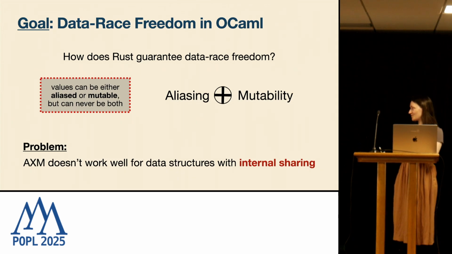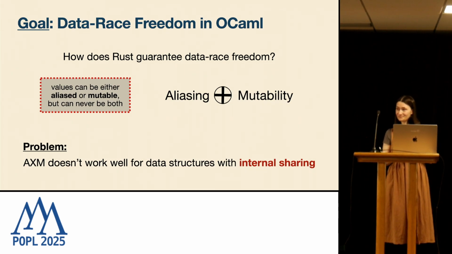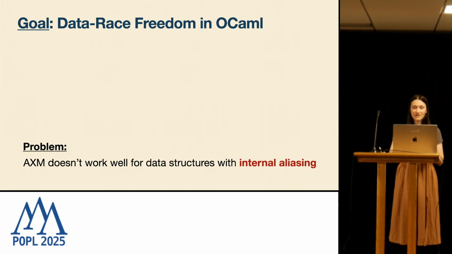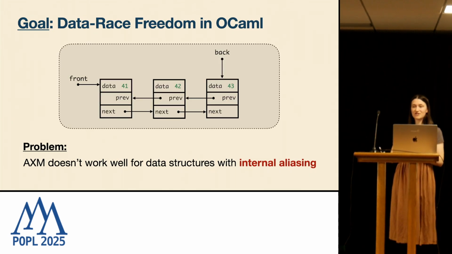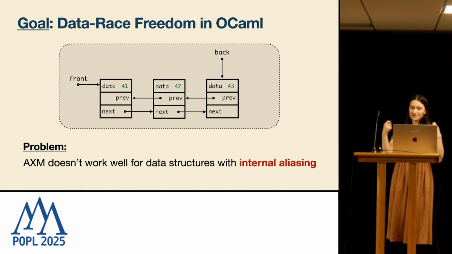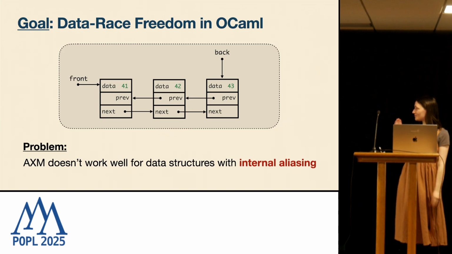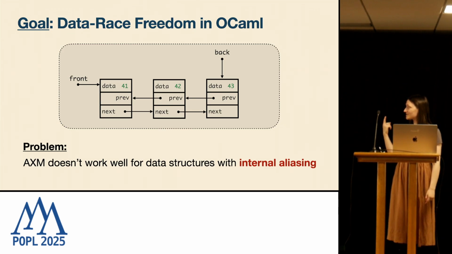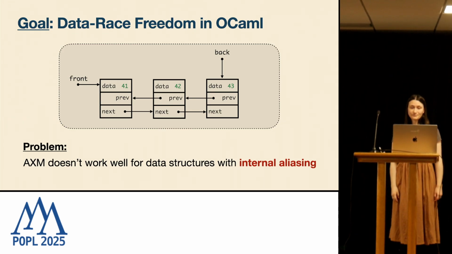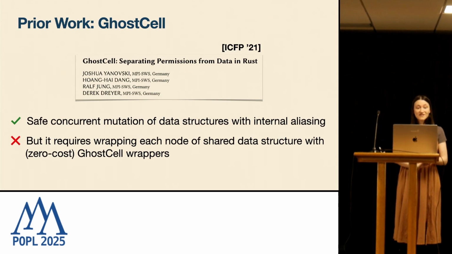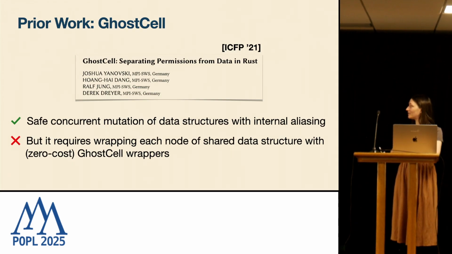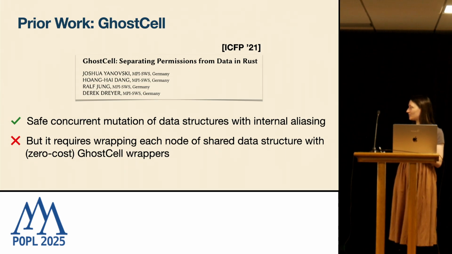Well, not quite. So the problem is the aliasing XOR mutability principle doesn't work well for data structures with internal aliasing. Okay. So to be a bit more precise, let's imagine we have a double-ended queue. Well, the internal implementation of it has a lot of aliases. So if we need to adhere to this principle, it essentially means the two threads cannot mutate it.